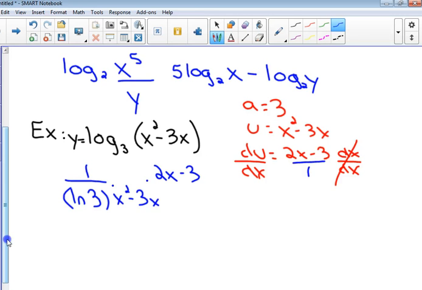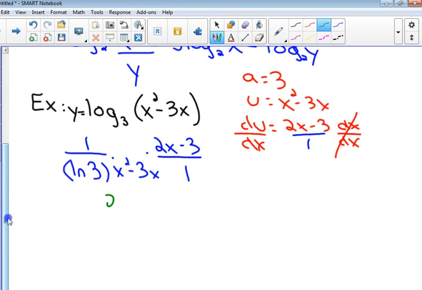Yeah. This whole thing's being multiplied though, Sarah, so when we clean it up, everything that's on the top is going to be multiplied, everything that's on the bottom. If you want to put this over 1, that helps. All right, so on the top, you clean it up. All these are being multiplied to get 2x minus 3 over ln 3 times x squared minus 3x. And that is your answer.